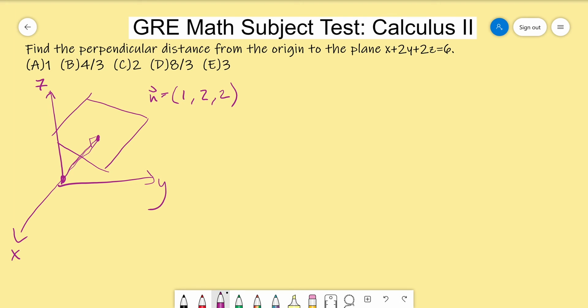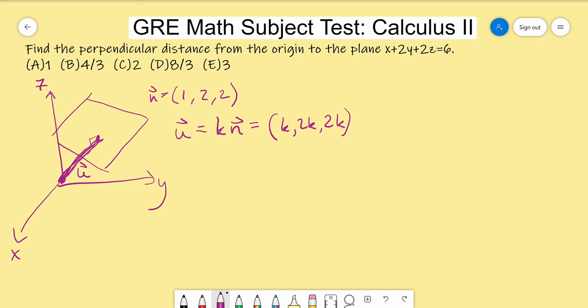So every other normal is also going to be some scalar multiple of this normal. And this line, well, that's like a normal vector to the plane. So we just need to find the scalar. If we call this u, then u is going to be some scalar multiple of n. In other words, it's going to be of the form k, 2k, 2k. If we know what k is, then we can find the length of u.